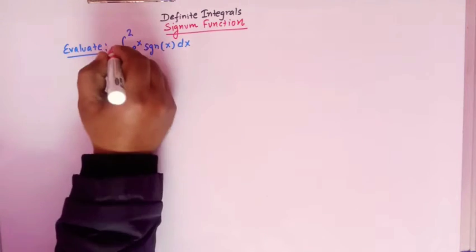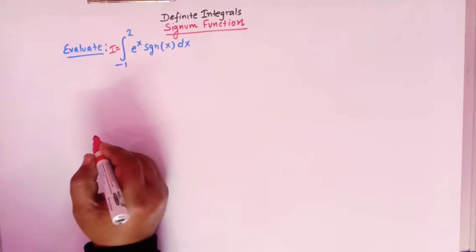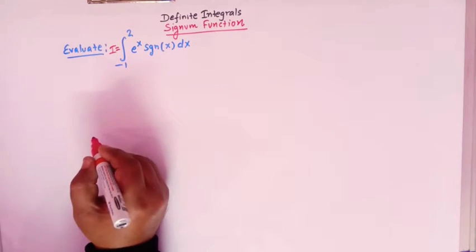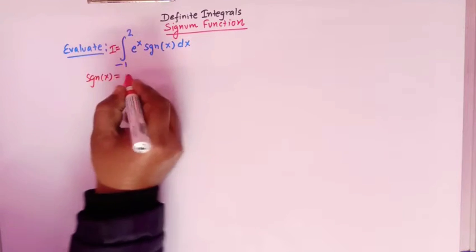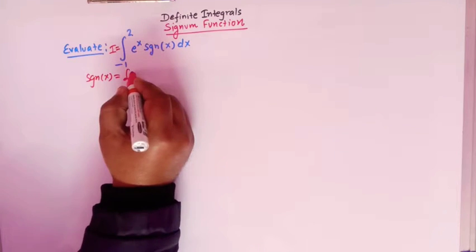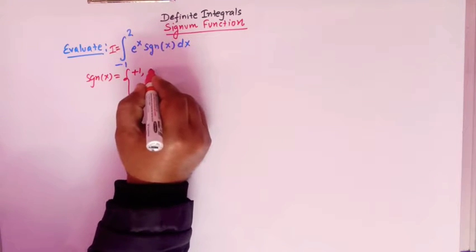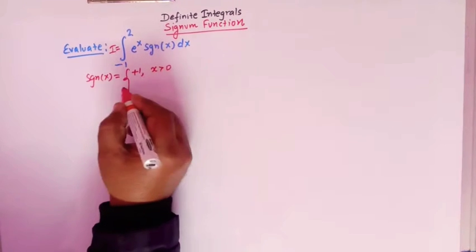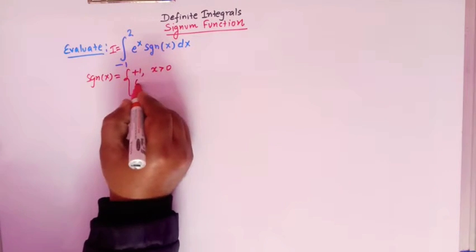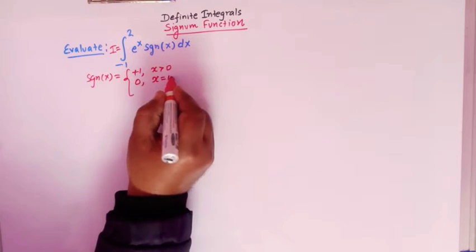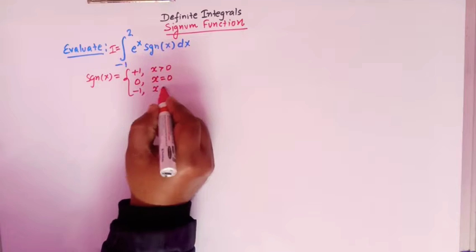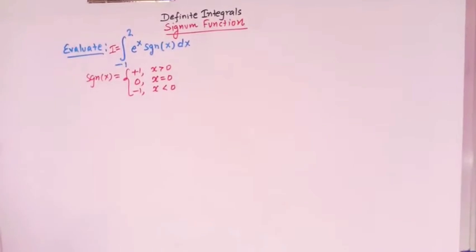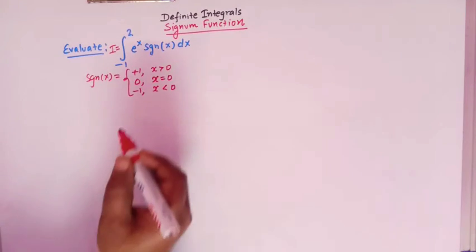So let us start. Here we first make use of the definition of the signum function. We know that signum of x is equal to +1 whenever x is greater than 0, signum of x is equal to 0 whenever x is equal to 0, and signum of x is equal to -1 whenever x is less than 0. So this is the definition of the signum function.